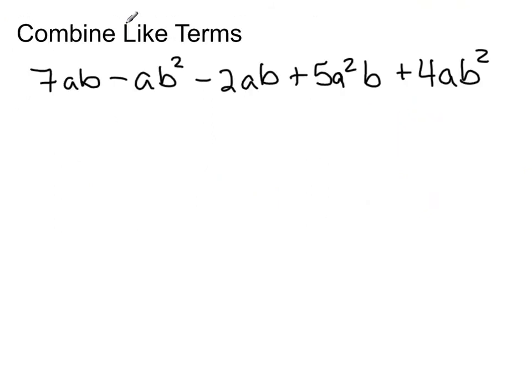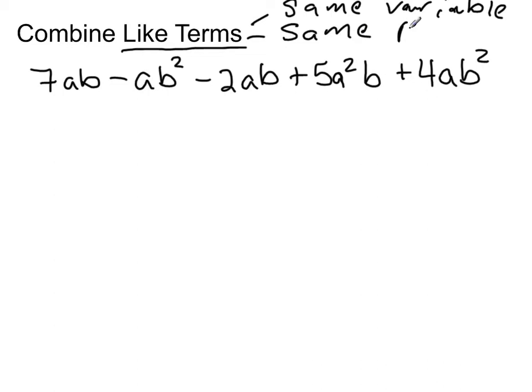The same thing's going to apply when we combine like terms. Instead of just a bunch of x's or just a bunch of y's, now we're going to have them next door to each other. So we have 7ab minus ab squared minus 2ab plus 5a squared b plus 4ab squared. And we have to combine like terms. Like terms still follow that we have the same variable. And I'm sorry about variable being spelled poorly. And then we also have to have the same power or exponent.